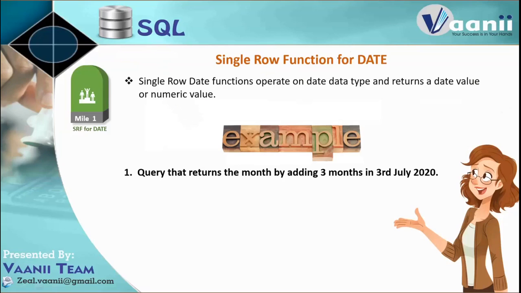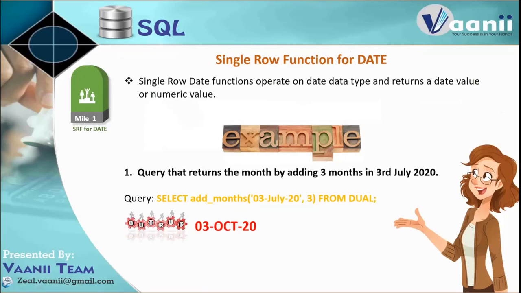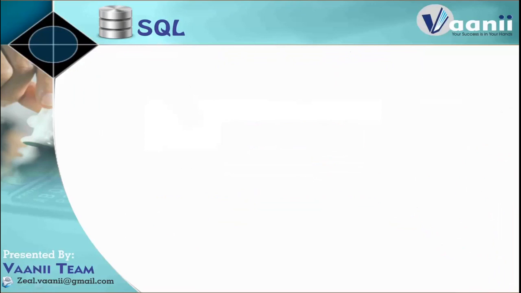Before moving to the types, let's try to understand what exactly we can do using date functions. For example, if I want to add 3 months to a date, how can we do that? For that purpose, we have add months. So you can see a date, and if we add 3 to it, the output is going to be 3rd October.